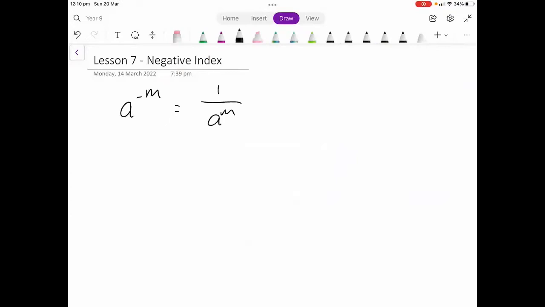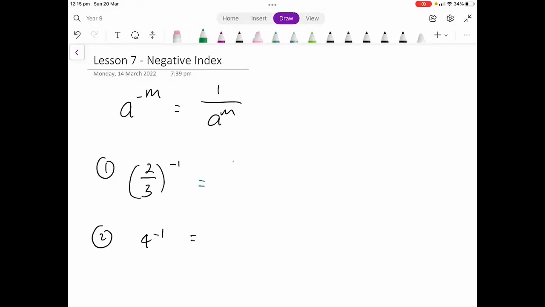The negative indice law tells us that a to the power of negative m equals 1 over a to the power of m. What that means is any number on the numerator, if it has a negative power, goes to the denominator. Any number on the denominator, if it has a negative power, goes to the numerator.